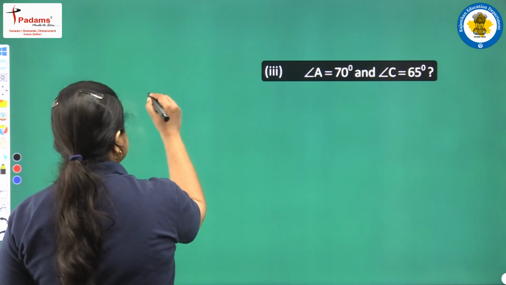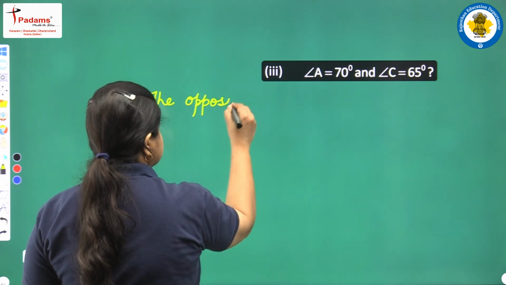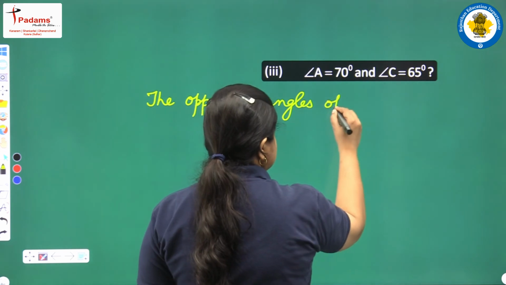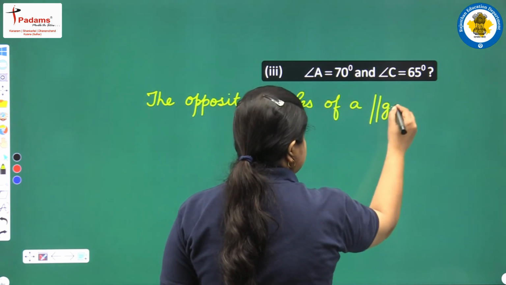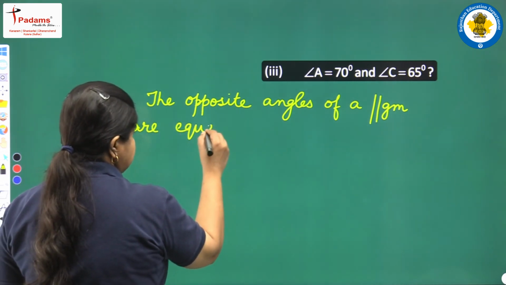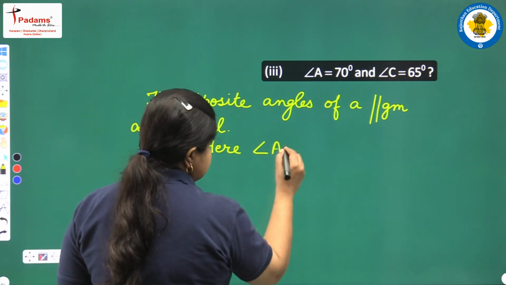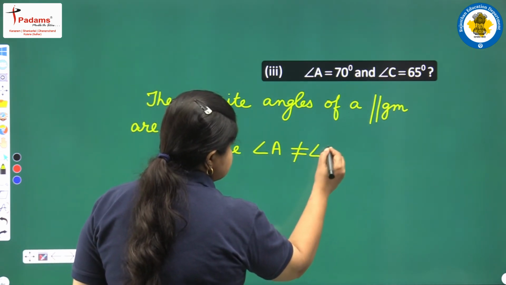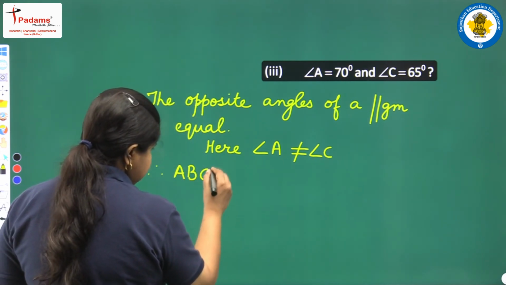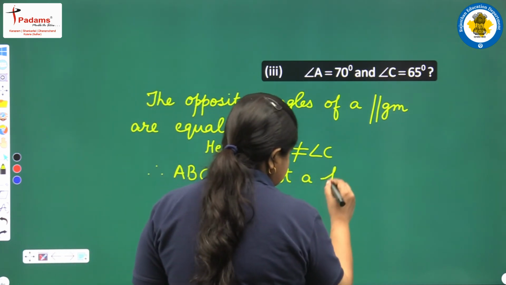So, we write the opposite angles of a parallelogram are equal. Here angle A is not equal to angle C. Therefore, ABCD is not a parallelogram.